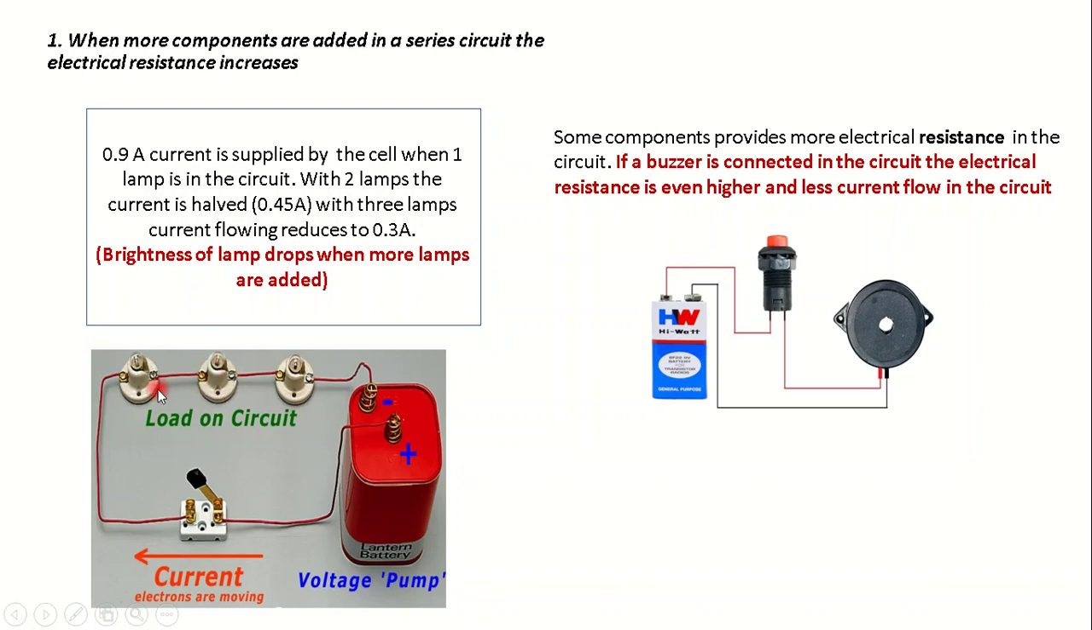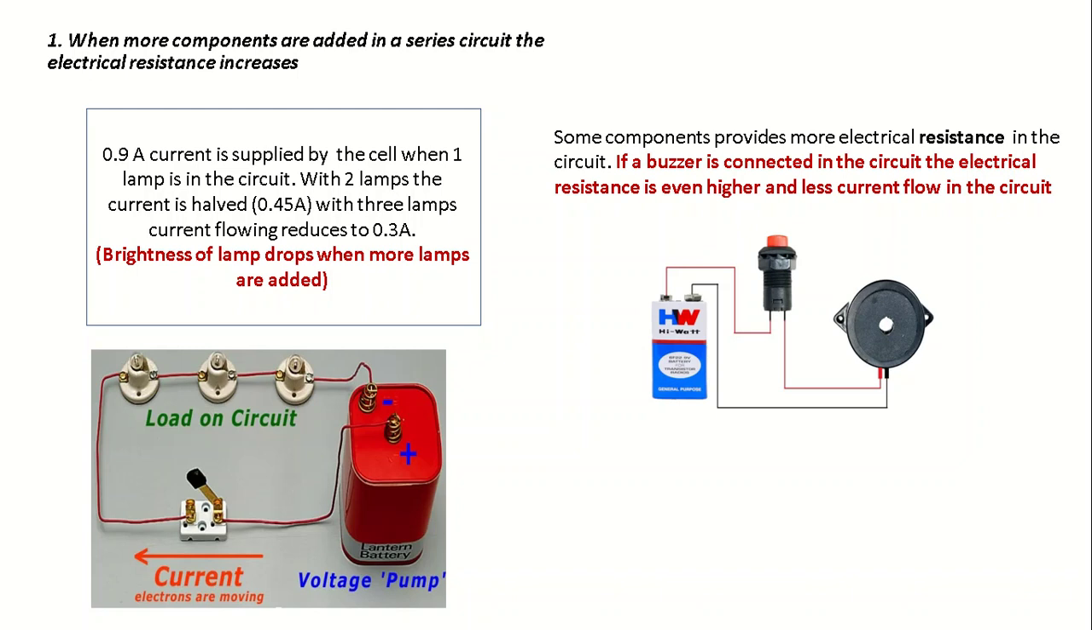Okay, when the lamp is doubled, the current is reduced to 0.45 amps, and then when we have 3 lamps, the current dropped further to 0.3 amps. At the same time, the brightness of the lamps also dropped. These go a long way to show that the components offer a level of resistance to the flow of charge or flow of current in them.